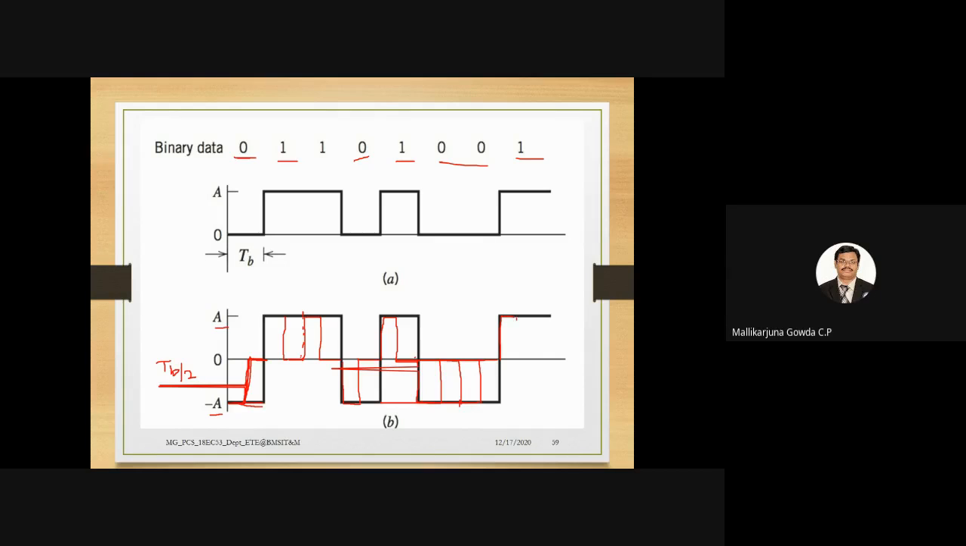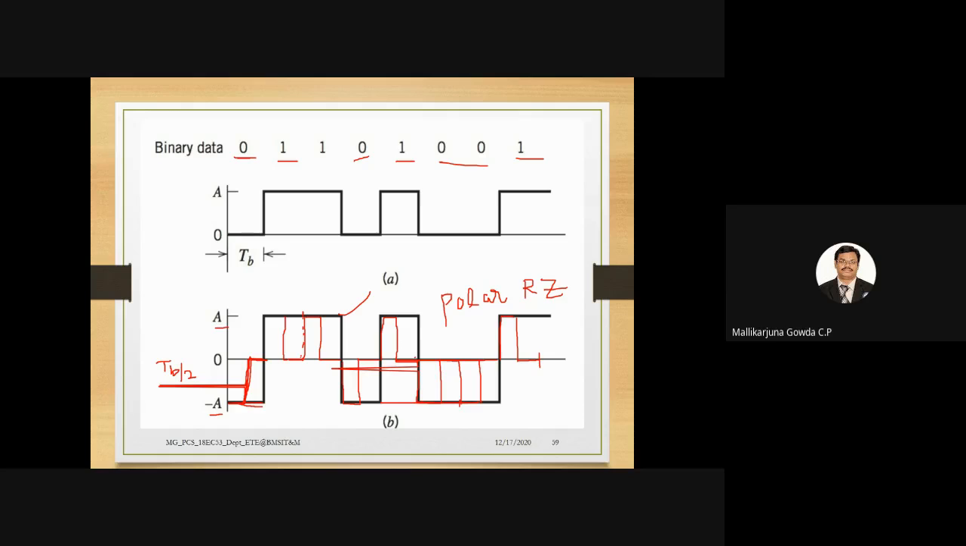So for 1 also it will be plus A volts for half the bit duration, and for another half the bit duration it will be 0. So you should write like this for polar return to 0. Whatever I have done is for polar return to 0, and whatever was drawn earlier is for polar NRZ. Hope this point is clear.